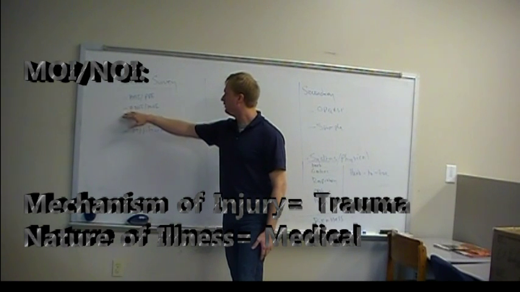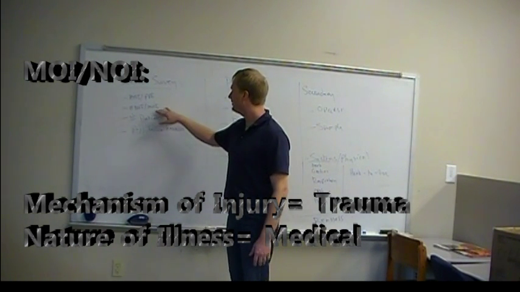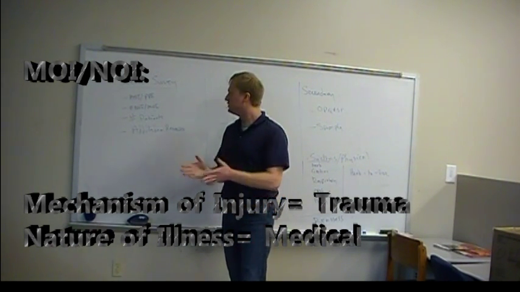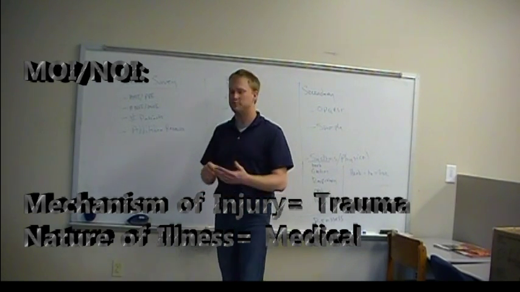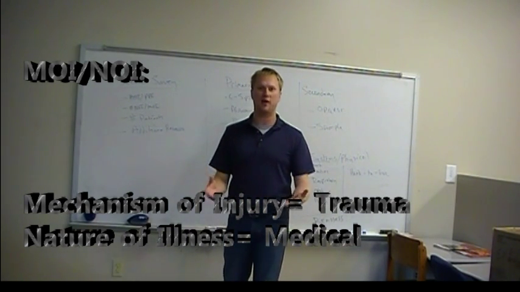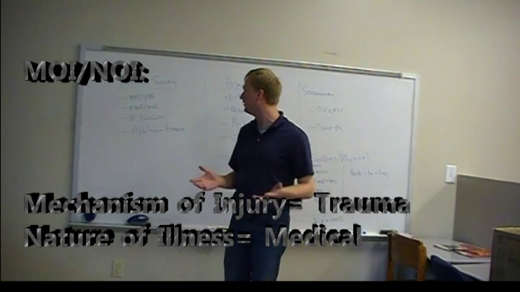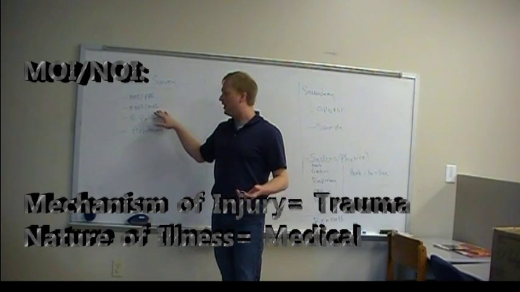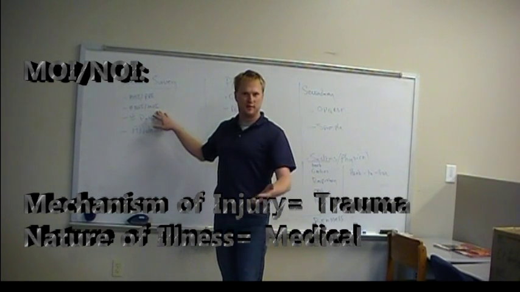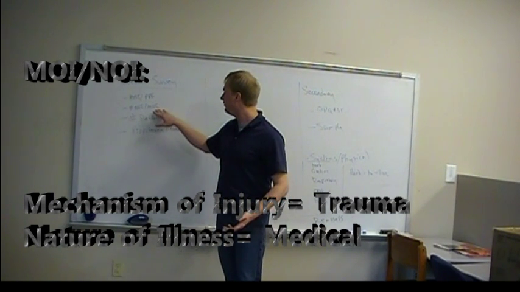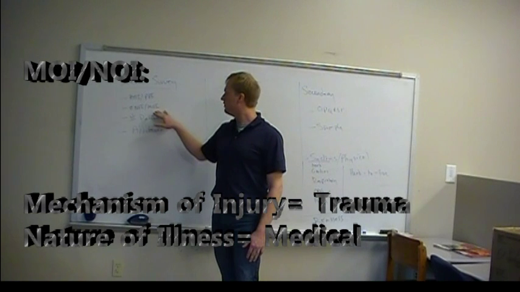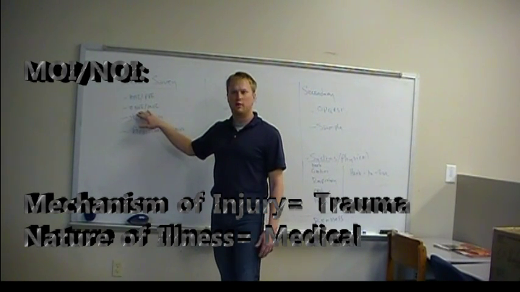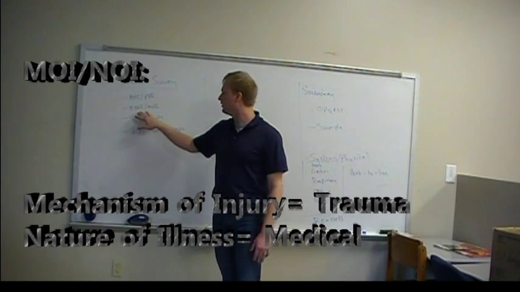This one is the nature of illness or mechanism of injury. So the nature of illness might be chest pain, so it's going to be cardiac related. That would be a cardiac nature of illness. Or the mechanism of injury would possibly be a blunt trauma due to a car accident. So this mechanism of injury, or MOI, is for trauma. NOI is for medical cause, such as cardiac or diabetes emergencies.